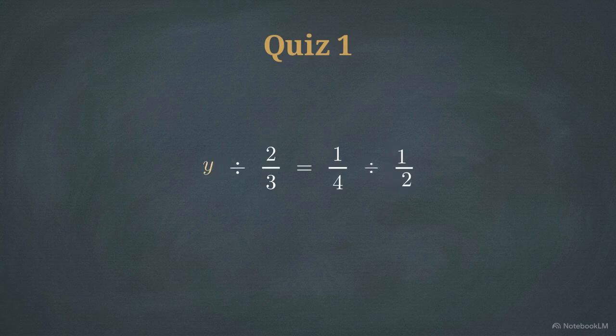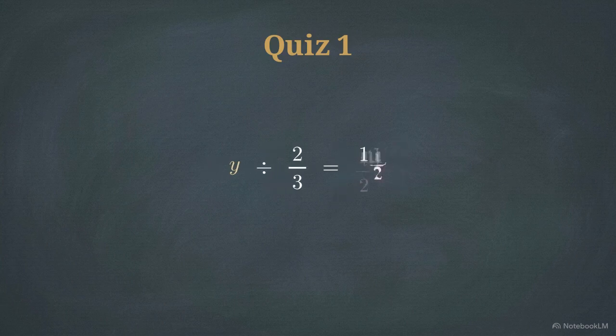Let's check your work. Flip the right side to get 1/4 times 2 over 1, which simplifies to 1/2. Multiply both sides by 2/3 to isolate y. Cancel the 2's on the diagonal, and y equals 1/3. Let's do one more to guarantee you've got it.